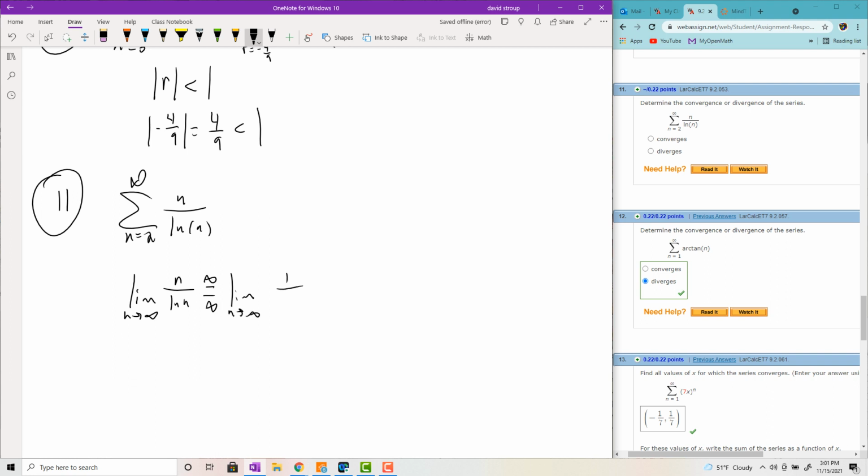So I'll have 1 all over n. So that'll be the limit as n goes to infinity of n. As n goes to infinity, that thing will go to infinity. That's not equal to 0, therefore it's divergent. Okay.